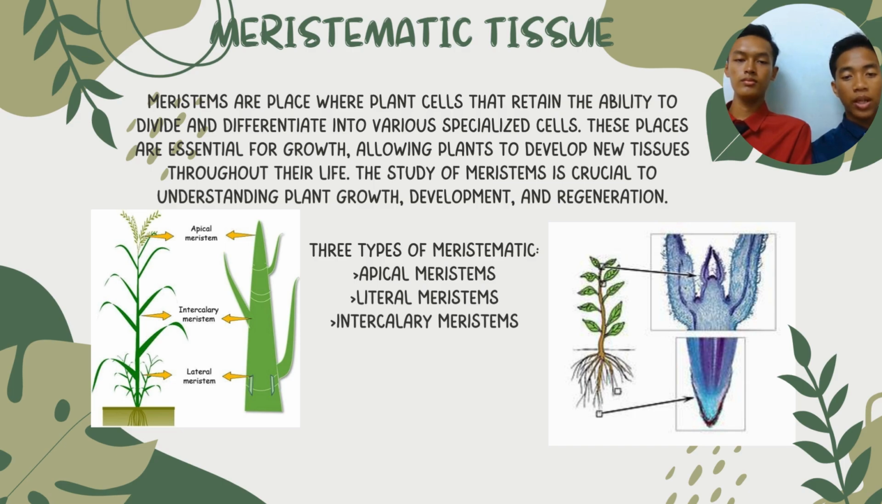Meristems are places where plant cells retain the ability to divide and differentiate into very specialized cells. These places are essential for growth, allowing plants to develop new tissues throughout their life. The study of meristems is crucial to understanding plant growth, development, and also regeneration. And there are three types of meristematic, which is apical, lateral, and also intercalary.